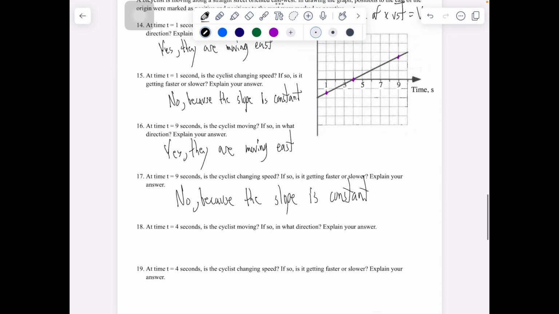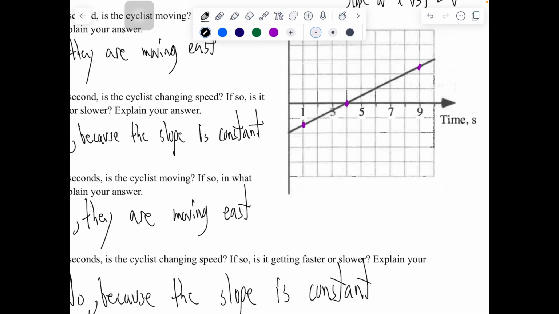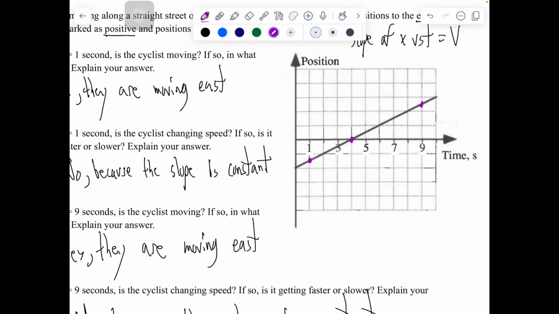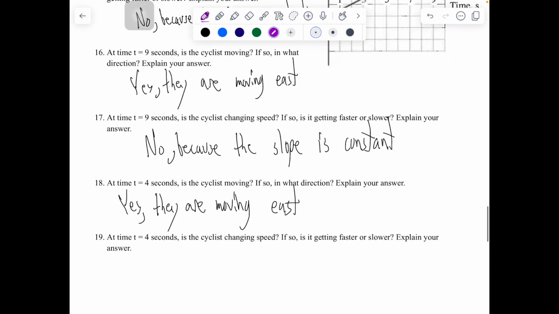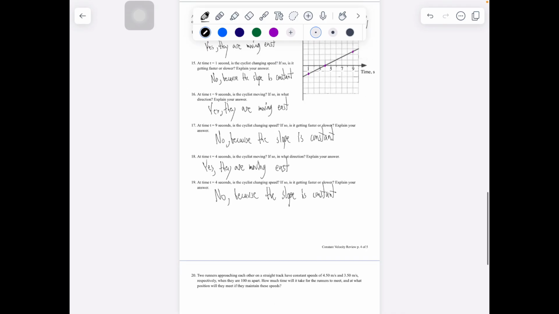At a time of 4 seconds, is the cyclist moving? Yes. They are still moving east at the same speed they were at 1 second, at the same speed they are at 9 seconds. When we're on our x-axis here, that doesn't mean we're not moving, it just means we're at the origin. Are they changing speed? No. The same story for all of these. Because the slope is constant, they are not changing speed.